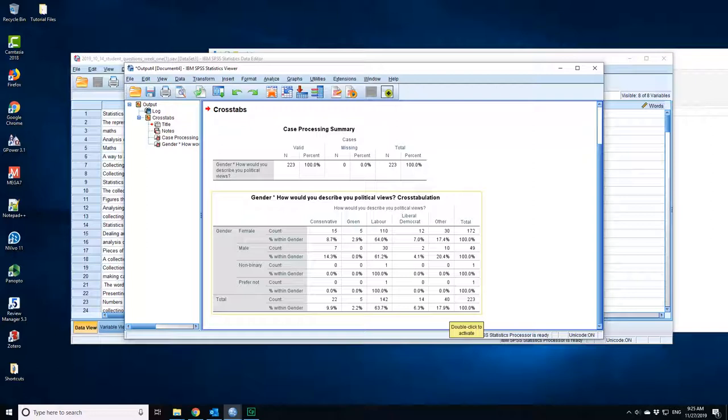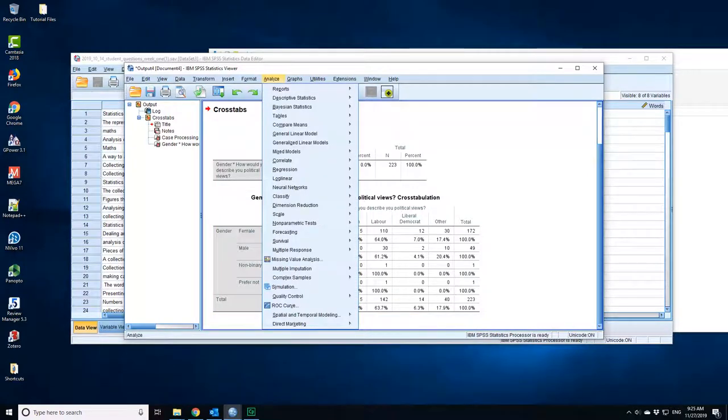Labour, 61% compared to 64%. That's not a very significant difference. Liberal Democrat, you're twice as likely to be a Liberal Democrat if you're female compared to male, and the others are roughly about the same. Non-binary, you can't really take any lessons from this because there's only a single individual, which in this case is a Labour supporter, and those who prefer not to say are also Labour supporters. But that data set is too small for you to take any messages.